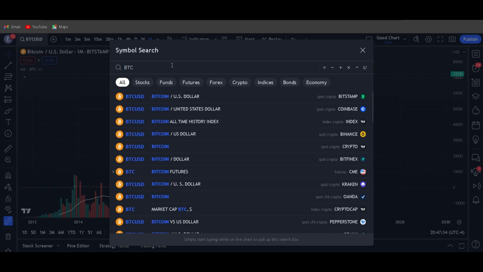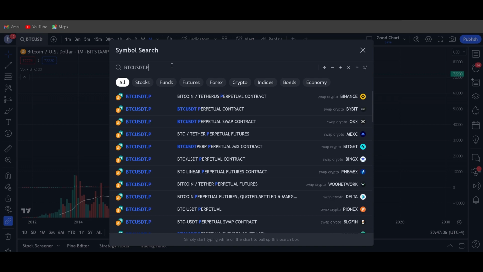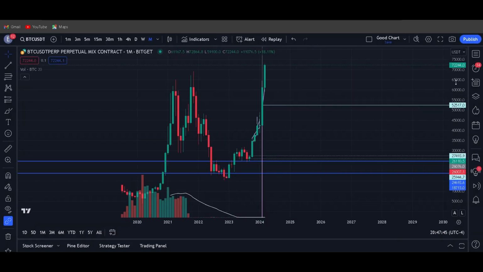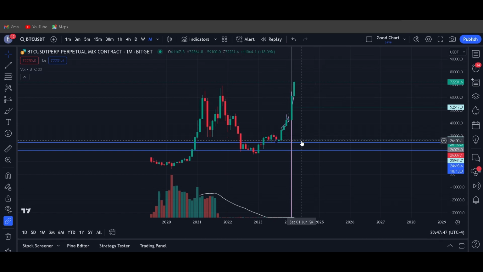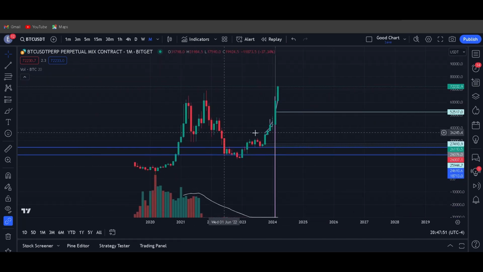So for instance, you might be looking to trade perpetuals. You can do something like Bitcoin USD.P, and then you can see the exchange that it's on. So Binance, Bybit. For me, I tend to trade on BitGet, so I'd open up BitGet here, and then here is my chart on BitGet. And as you can see, I have some lines on here, but you'd open up your chart. And so now I'm just going to show you how you can draw on this and add indicators and so on.